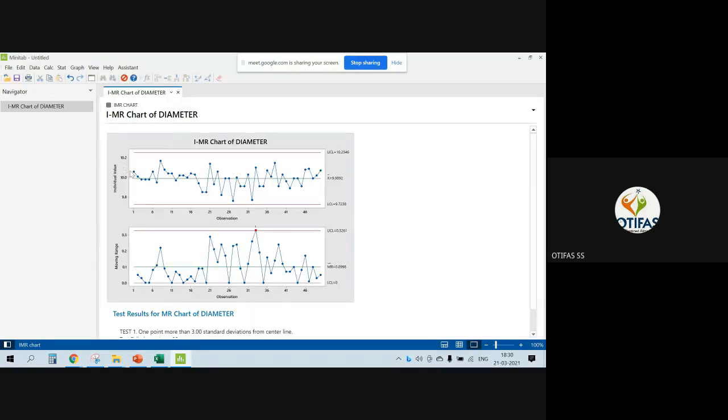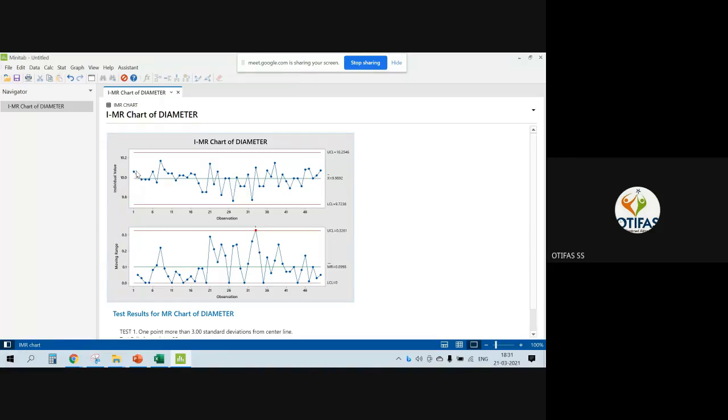See this. The first one is the individual value. Now see, here it is written X bar. What does X bar mean? Mean. So the mean of these 50 values is given here. Now LCL and UCL are plus minus 3 sigma, 3 standard deviations. It is automatically calculated.